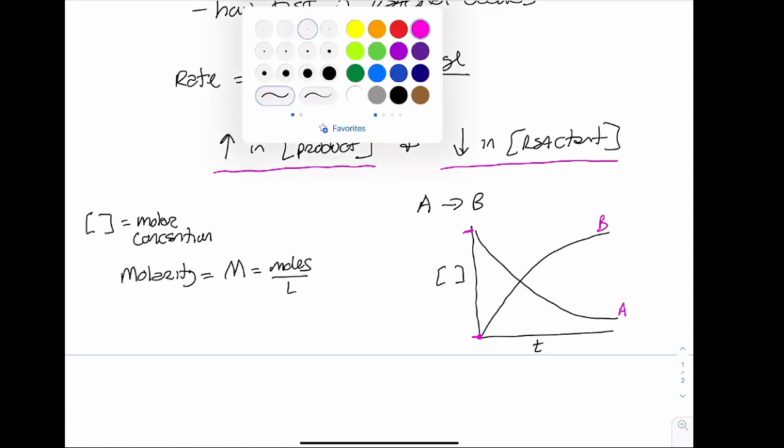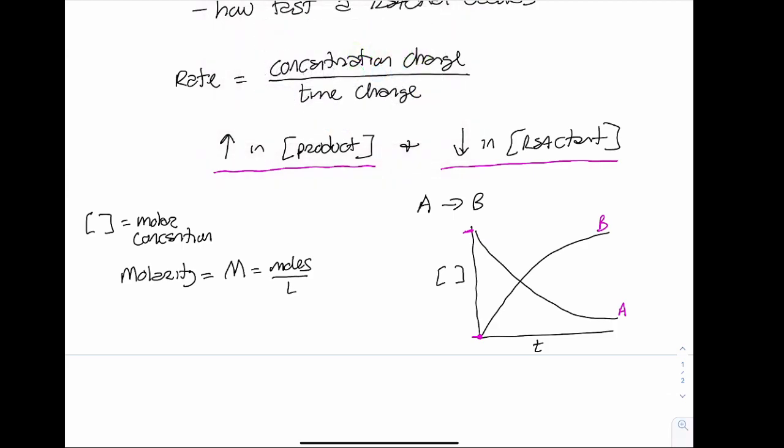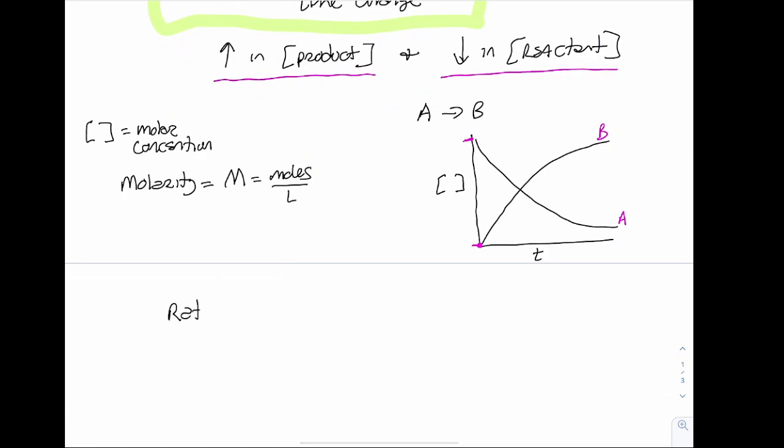I did write above, right up here, my rate is my change in concentration versus change in time. A more accurate way to write it, and we'll talk more about this later, is that rate is actually proportional to my number of collisions per time. It's just that the number of collisions are very difficult to measure, so we're generally going to look at amount or my concentration instead of the actual number of collisions.